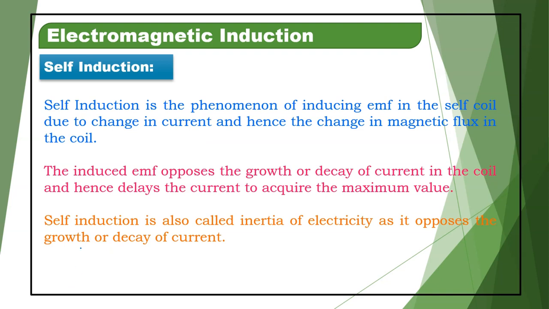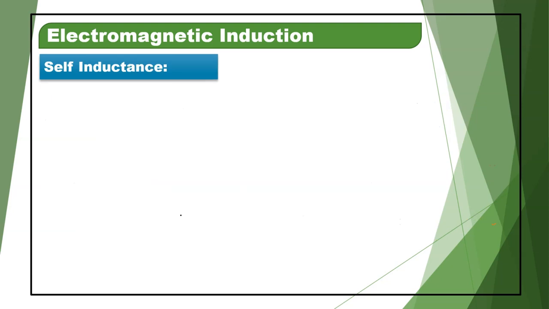This is a main property of self-inductance. So here, as we saw, it opposes the growth and decay of the current.